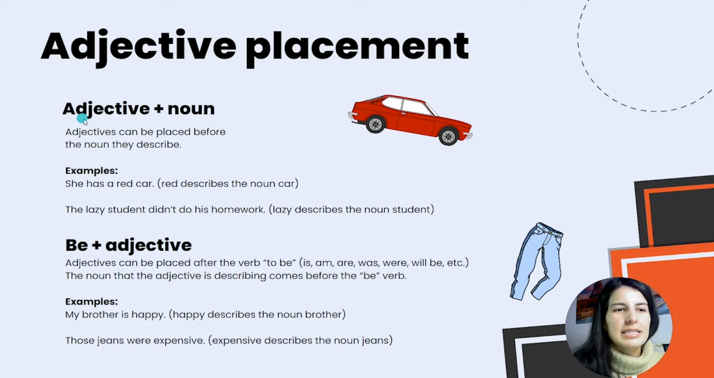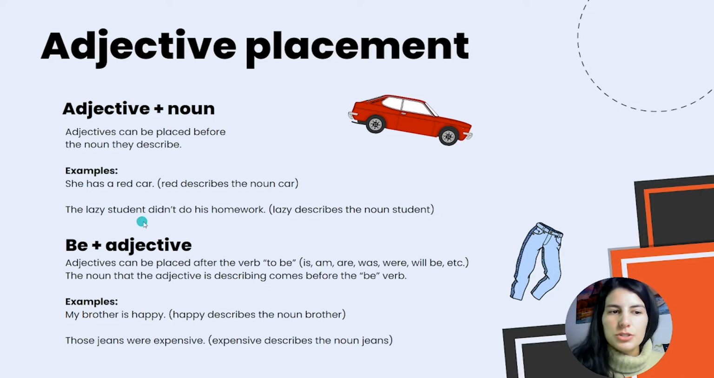So here is an example of adjective before a noun. Okay? Adjectives can be placed before the noun that they describe. For example, she has a red car. Red describes the color of the noun car. So instead of saying car red, we will flip the order and say red car. Okay? Another example here, guys.